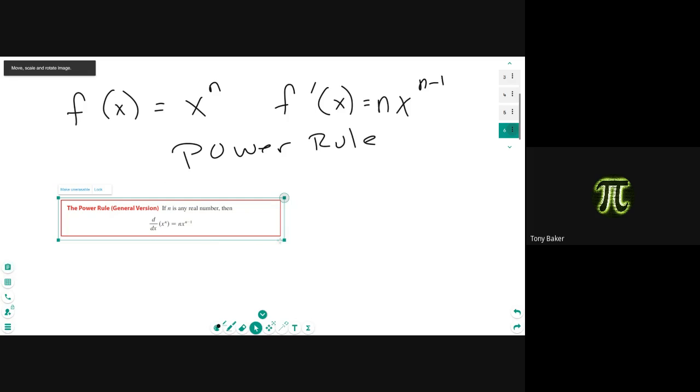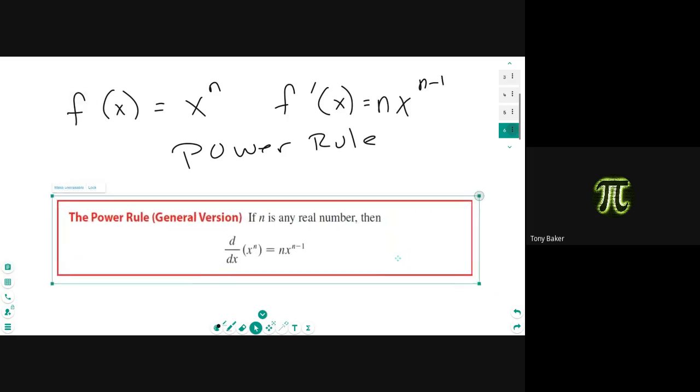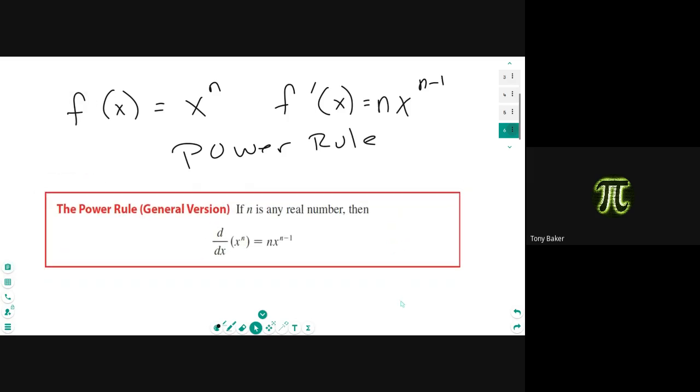There it is, nicely written in book language. It says the exact same thing. So the derivative of x to any power, doesn't matter what the degree is, is always going to be n times x to the n minus 1. Always one less degree, and the degree comes down in front. The original degree comes down in front.